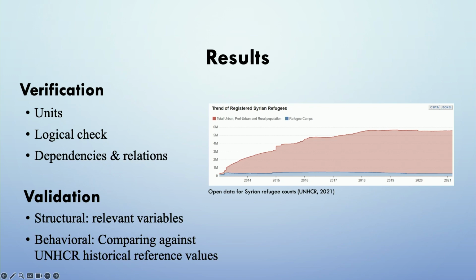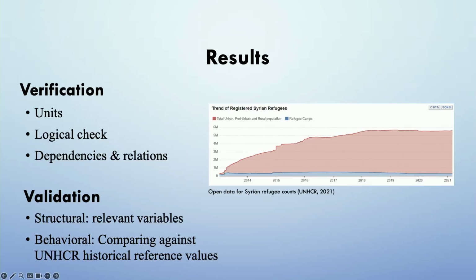And then finally, with the results, I went through a process of verification and validation. So the verification was just looking at the different units, making sure that they fit between one another, logical checks within the system, and looking at the dependencies and relations. And that causal loop diagram was really helpful for going through and making sure the model was reflective of what the different causes are, the root causes, proximate causes, triggering events, etc.